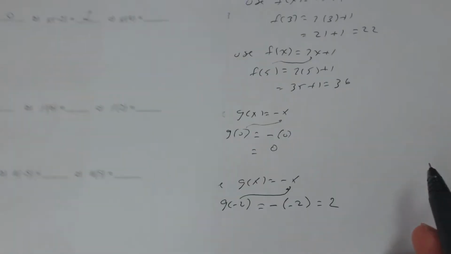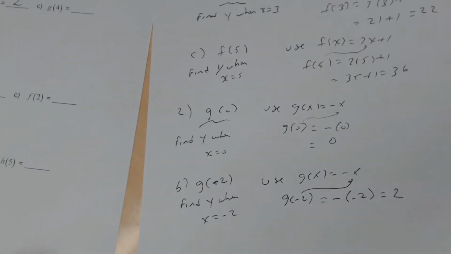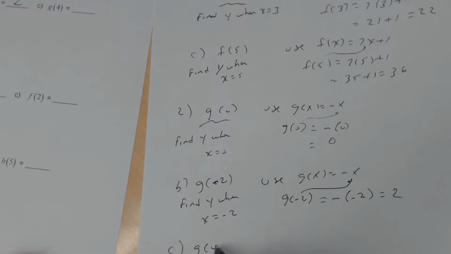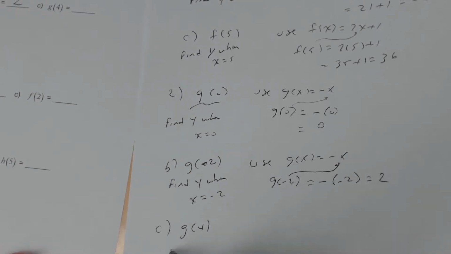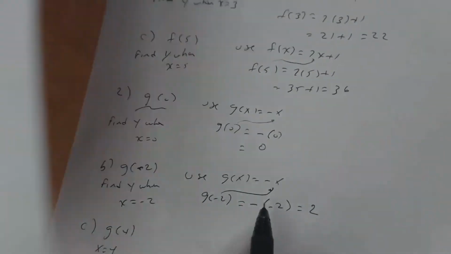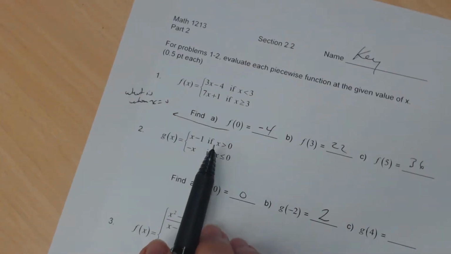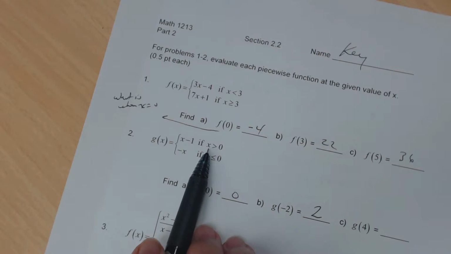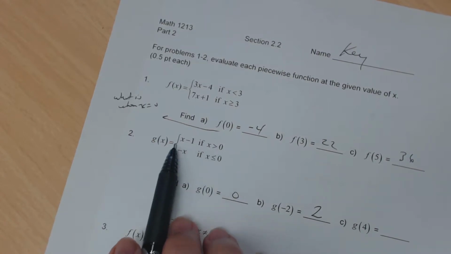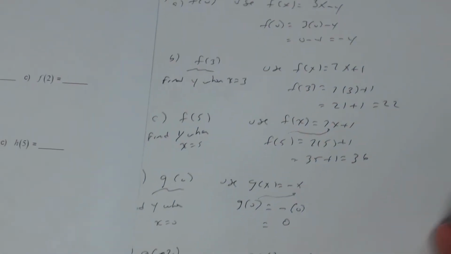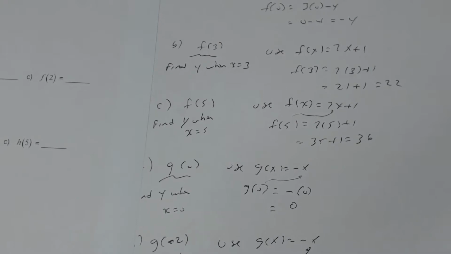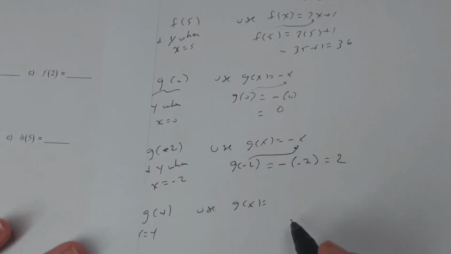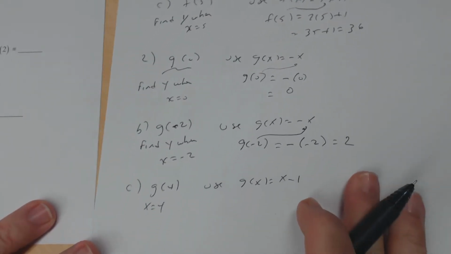To find g of 4, this time you're told x is 4, so I have to find the y value. I have to determine which one of these 4 is located in. Is 4 greater than 0? The answer is yes. I'm going to use this one, g of x equals x minus 1.